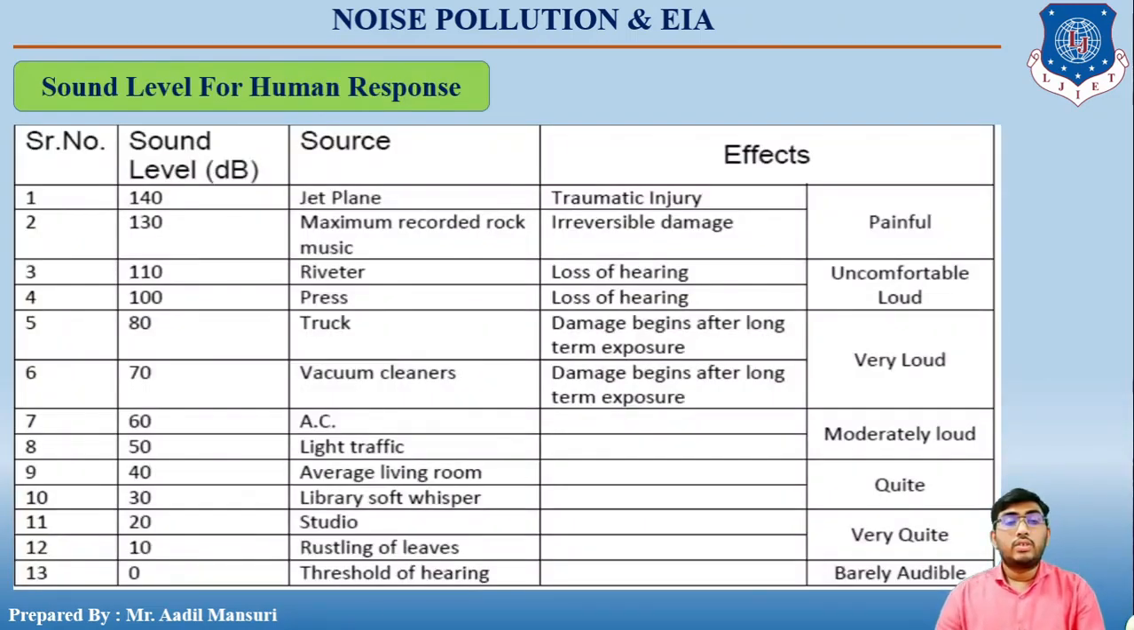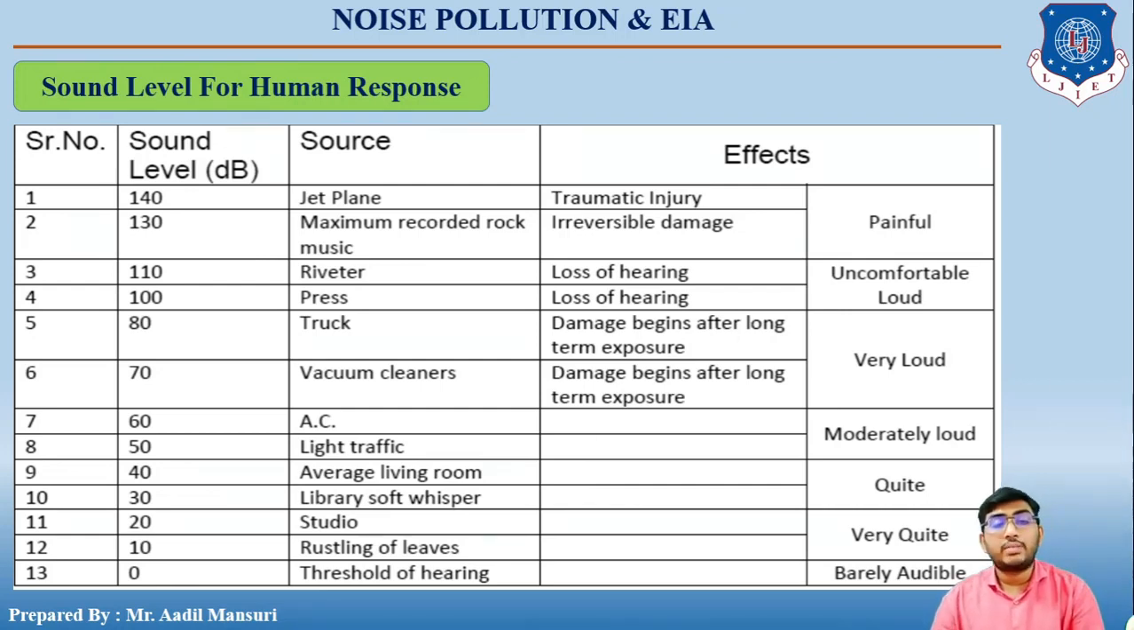So here on the screen you can see sound level for human response. Different sources and effects are also given. The highest source of sound is a jet plane, at 140 decibels, which may cause traumatic injury, and it is painful. If it is 130 decibels, the maximum recorded rock music, it causes irreversible damage and is again painful. Talking about 110 decibels, a riveter, loss of hearing, and 100 is for a press, again loss of hearing, right?